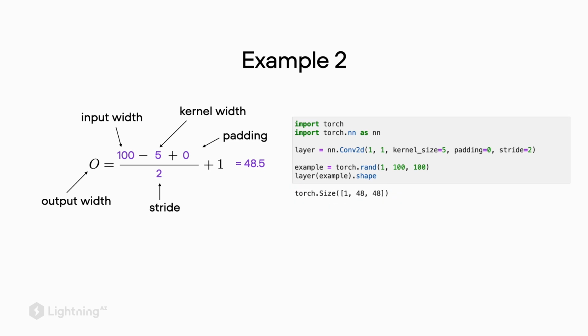In fact, we forgot one little thing in our formula, and that's the flooring operation. Automatically, PyTorch will round down to the nearest integer. So in this case, when we round down to the nearest integer, we convert 48.5 to 48. So we have just seen the formula that we can use to compute the output width. And we've seen that padding is one of the variables in this formula that influence the output width.